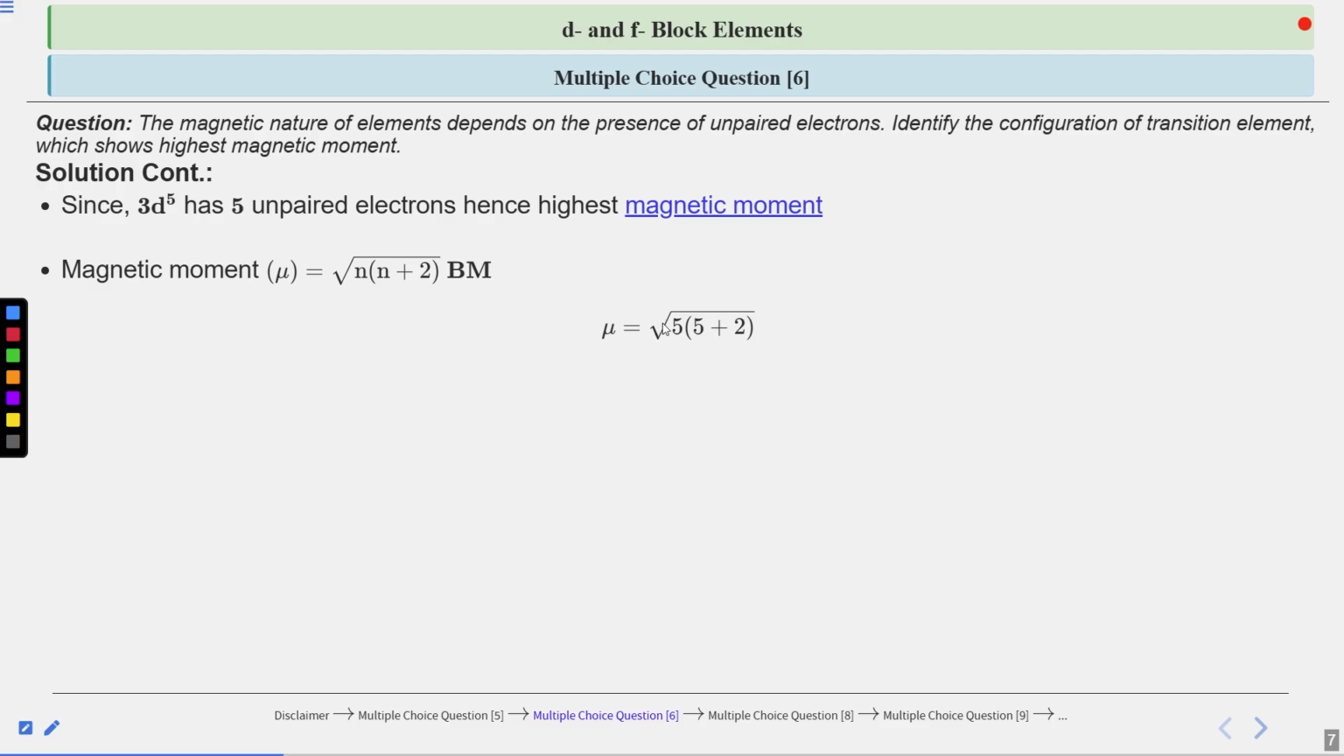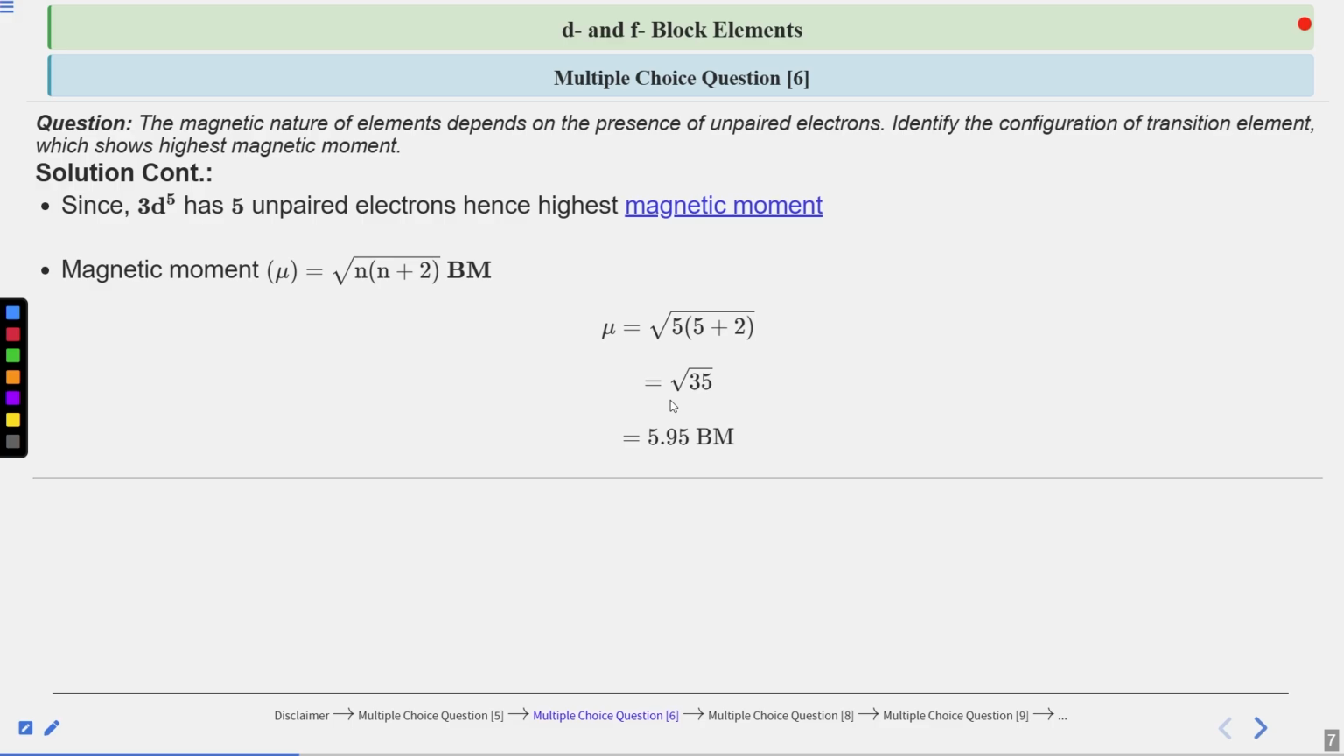So mu is equal to under root 5 times 5 plus 2. 5 plus 2 is 7, and 7 times 5 is 35. So mu will become under root of 35. You can also write it in decimal as 5.95, because under root 36 is 6, so under root 35 will be close to 5 point something. So it will be 5.95 Bohr magneton.